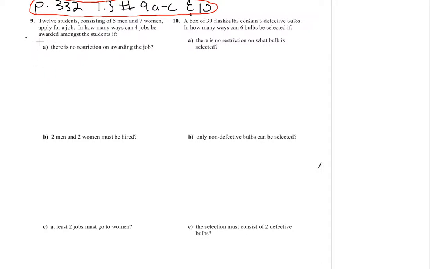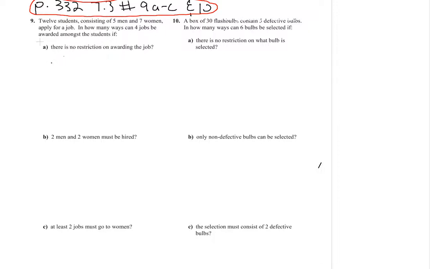We're doing page 332, section 7.3, number 9, A through C, and 10, A through C. I'm doing question 9 first. 12 students consisting of 5 men and 7 women apply for a job. In how many ways can 4 jobs be awarded amongst the students if there is no restriction on awarding the job? We know that order doesn't matter because you're not picking first, second, third. You're just picking 4 people.